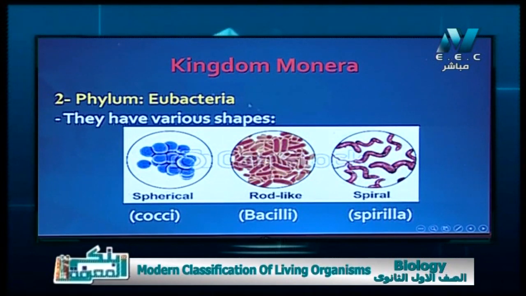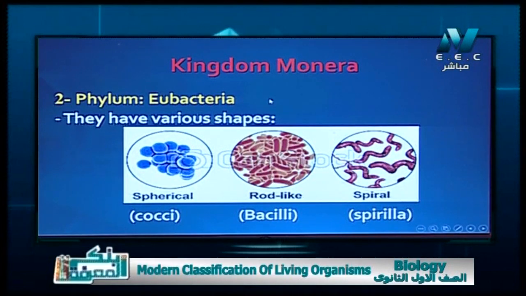Also, these bacteria can be found in different shapes. They vary in shape, like the spherical shape, whose scientific name is cocci, rod-shaped bacilli, or spiral-shaped spirilla. So these shapes of bacteria can also be used to classify bacteria.